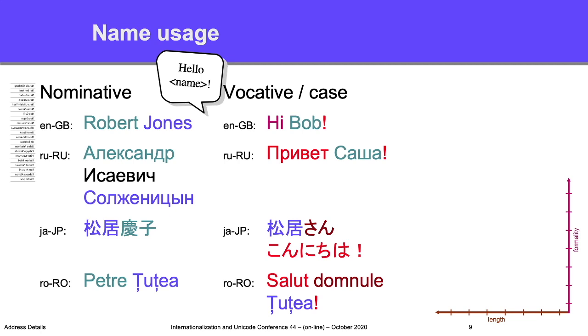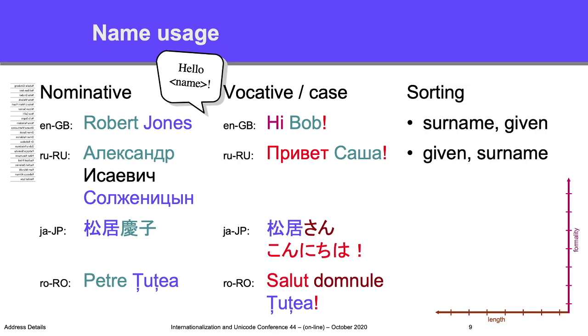Tutea. And then if you want to sort the names in a more formal context, it might be by surname followed by given name. In an informal context, given name first followed by surname, again depending on the region. So it looks like we have a usage axis or context to deal with.